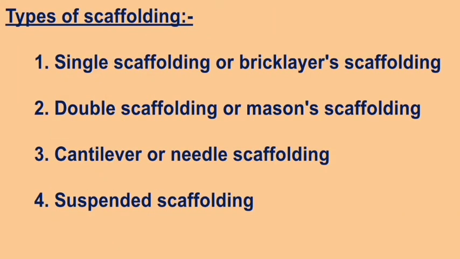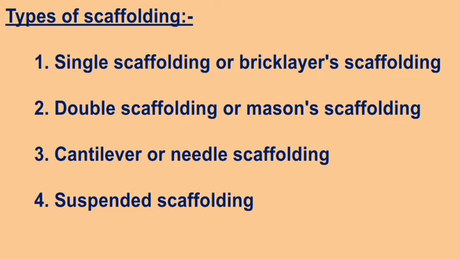Now, types of scaffolding. First one, single scaffolding or bricklayer's scaffolding. It consists of a single row of standards placed at a distance of about 1.2 meters from the wall. The distance between the successive standards is about 2 meters to 2.5 meters. The ledgers are then fixed to the standards at a vertical distance of about 1.2 meters to 1.80 meters.